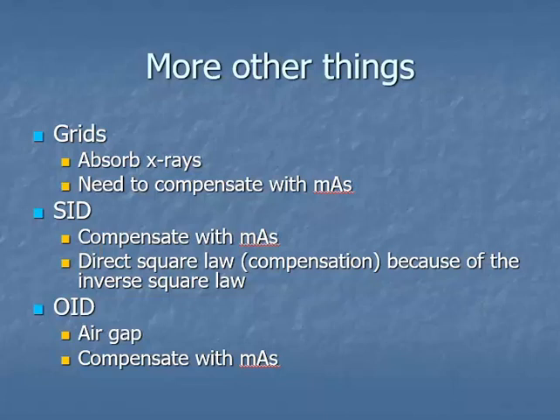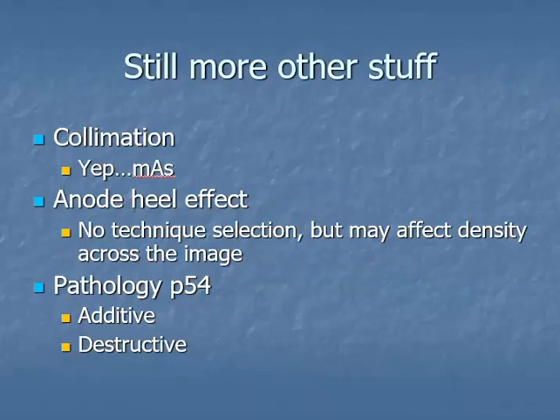OID, again, is your air gap. Compensate for that with mAs. Collimation: if you increase your collimation, which means to make your field size smaller, then again, your technique correction is going to be mAs. There's no technique correction for anode heel effect. Just make sure that you use it properly.